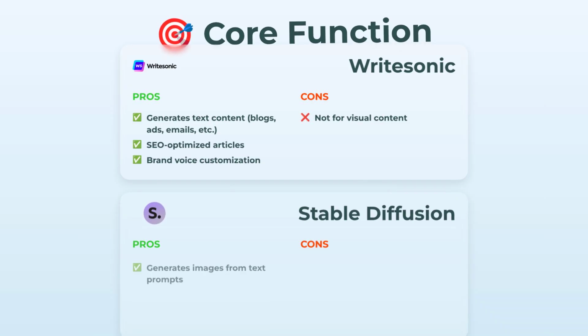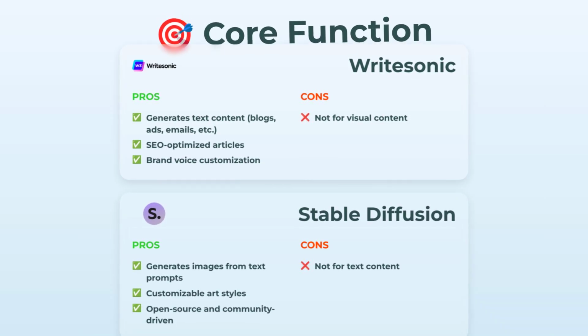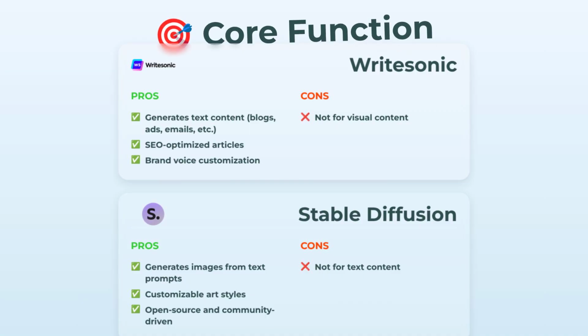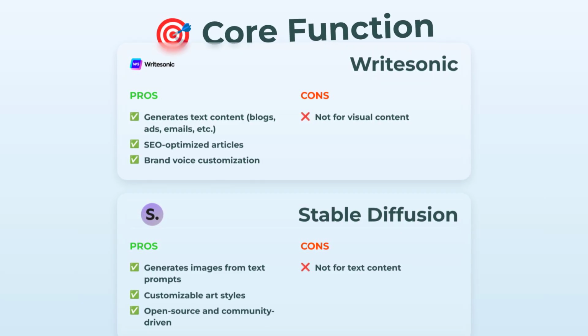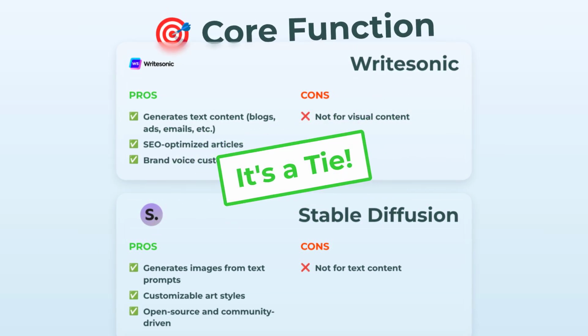Now, Stable Diffusion, wow, it flips the script. Instead of words, it creates images from your text prompts. You can customize art styles, and there's a huge open source community making it better every week. But if you're hoping to write copy, you're out of luck. So, they're both crushing it in their lanes. No clear winner, because it kinda depends on what you need.